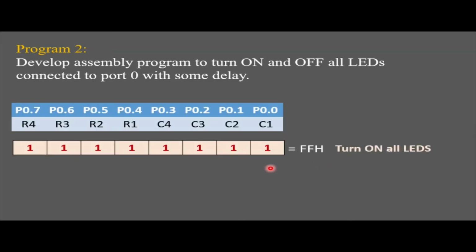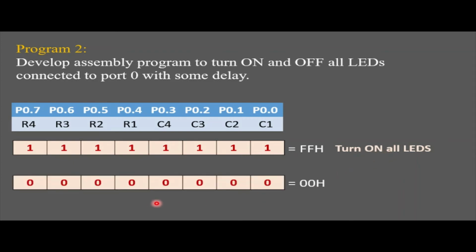I should send all ones to the 4 columns. Similarly, 4 ones are sent to the 4 rows. So FF is the pattern to turn on all the LEDs. And after a certain interval, all the LEDs should be in the off condition. For that, every column is sent 0, 0, 0, 0. Similarly, every row is given 0, 0, 0, 0. So this will turn off all the LEDs.